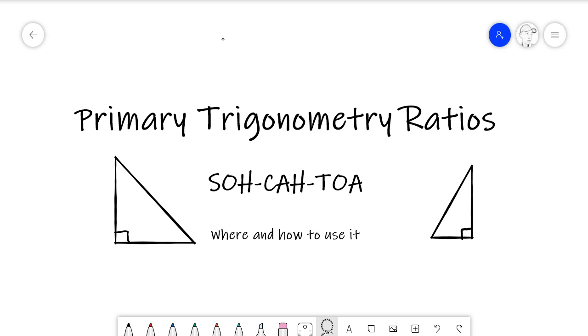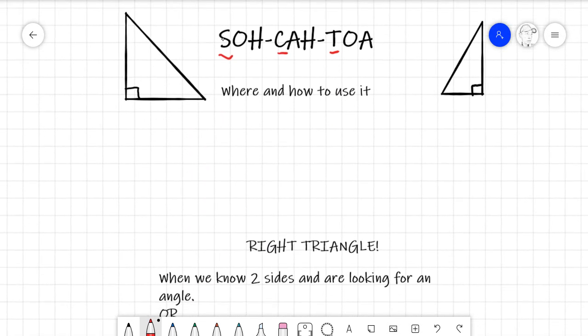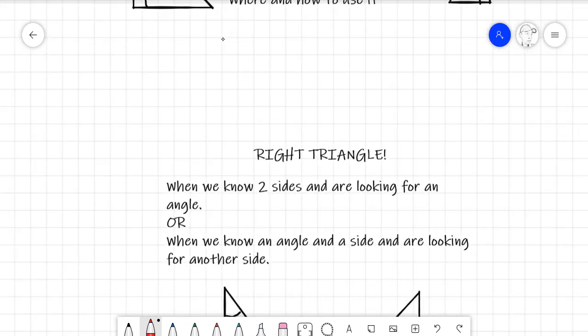Today we're going to be talking about primary trigonometry ratios, so SOH-CAH-TOA, sine, cosine, and tangent, and we're going to be talking about where and how to use it as well as the formulas.